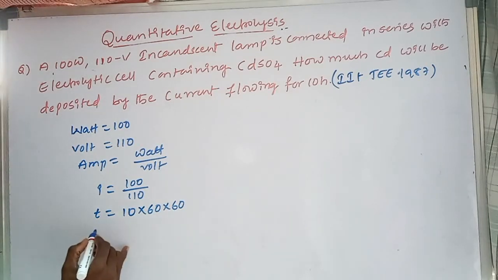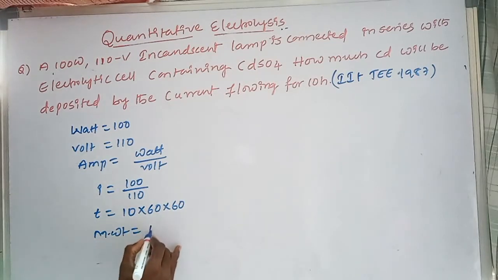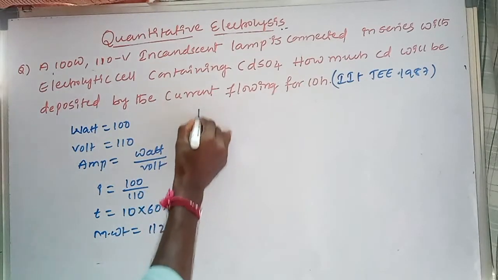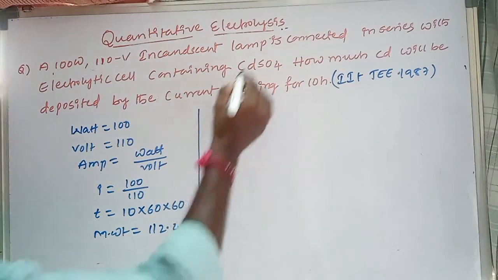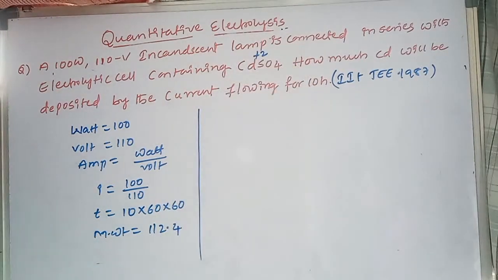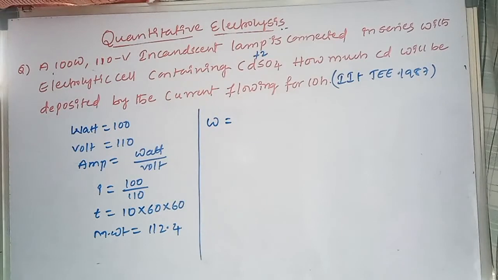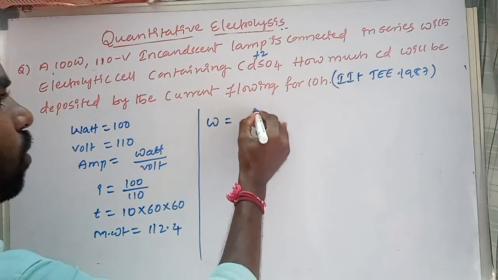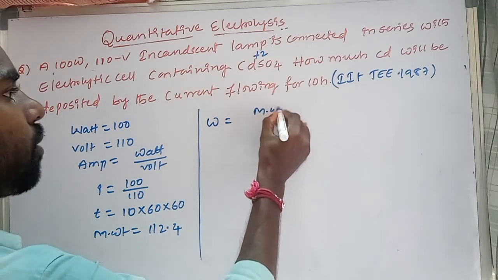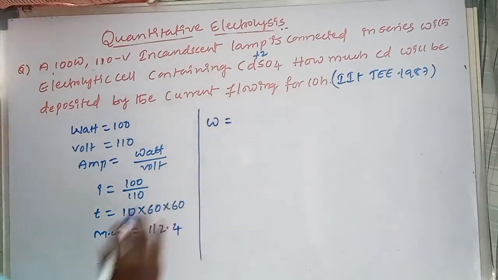Next, what is the molecular weight of cadmium? The molecular weight of cadmium is 112.4. Next, what is the n factor? 2. The n factor of cadmium is 2 in cadmium sulfate. Then you can calculate the weight of cadmium. Weight of cadmium equals, what is the formula? Atomic weight.